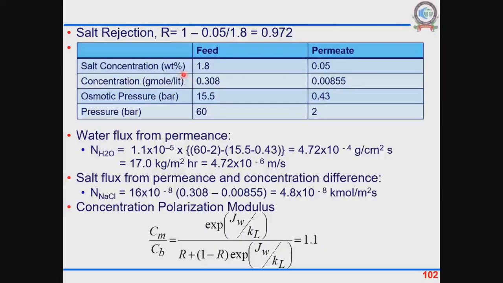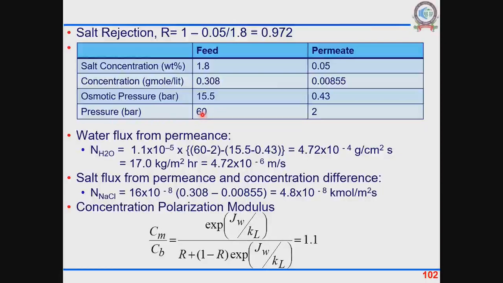Okay, salt rejection would be 1 minus permeate concentration divided by feed concentration. So that's 0.972. So it's not really a very good membrane. We won't be able to make potable water from that. In terms of the osmotic pressures of different streams, for the 1.8% feed, the osmotic pressure is about 15 bar. For the 0.058% permeate stream, the osmotic pressure is 0.43 bar. This is again calculated from the Van 't Hoff equation, not the actual value.